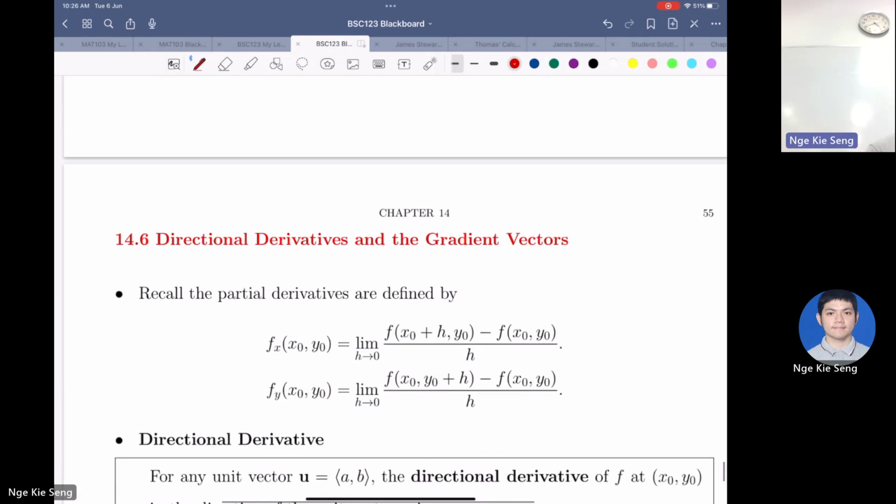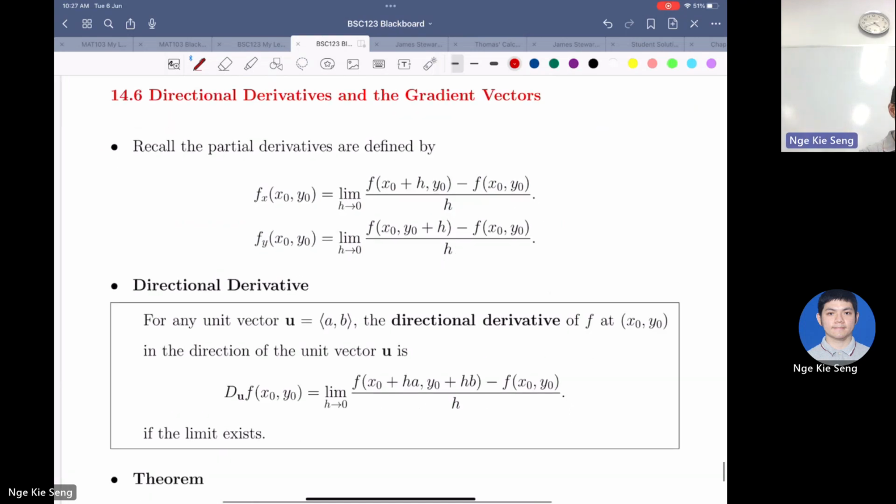Continue. So the next part is the directional derivative. There's no reason why we should just differentiate with respect to x or y. We can differentiate with respect to any direction, any unit direction we can do. So how do we do it? For any unit vector u, the directional derivative is the limit of f at x naught, y naught plus the direction of your unit vector, and then minus the value at the point.